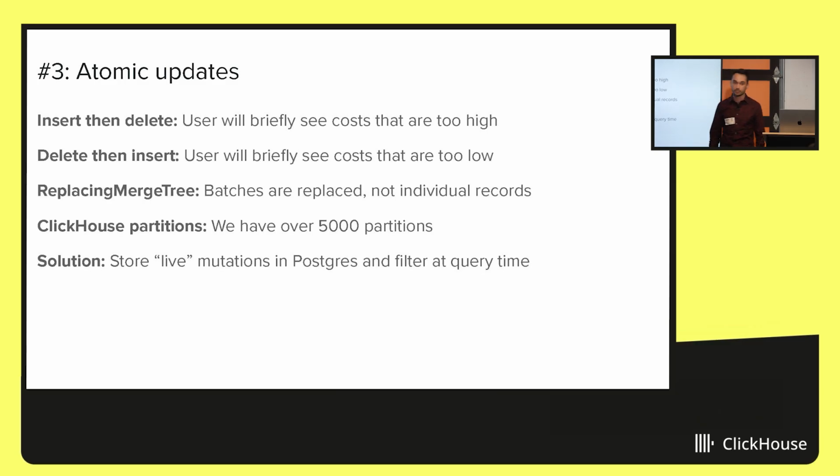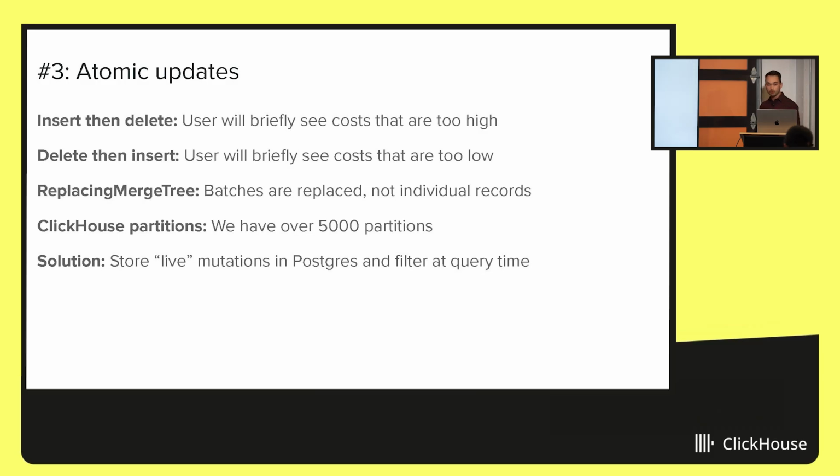ClickHouse also has partitions. Partitions support atomic updates. They are, I assume, under the hood implemented with just linking the file and swapping those links. So they're atomic, but we have over 5,000 partitions, and that number is only going to grow as months go on, as we add more customers, and so on and so forth. And so partitions are meant for smaller workloads. I think the ClickHouse docs recommend 1,000 to 10,000. So this is kind of pushing the boundary.